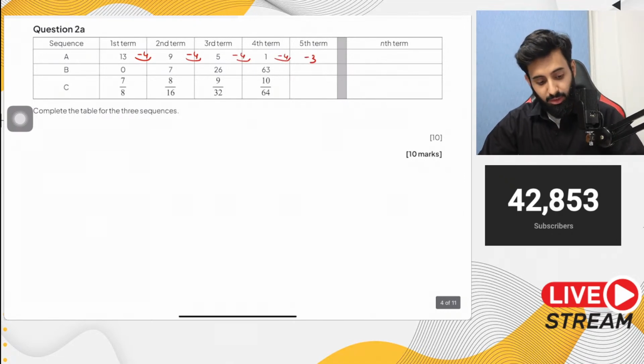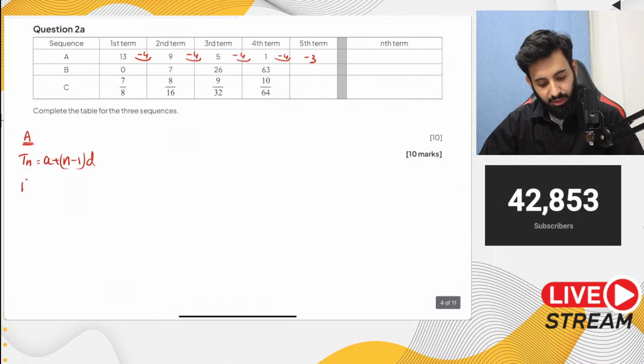Notice that this is a 10-mark question. So that's a lot of marks. Now let's find out the general term as well. The general term of any linear sequence or arithmetic sequence is equal to a plus n minus 1 into t.